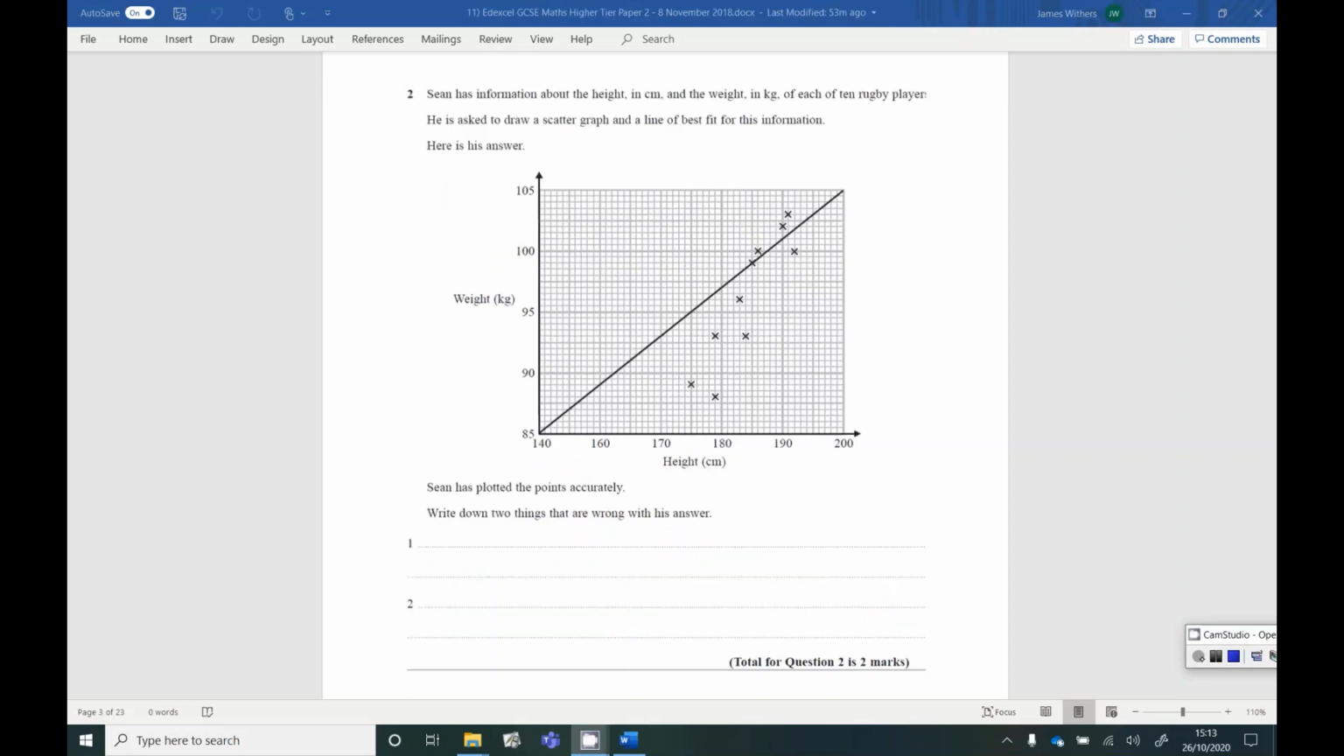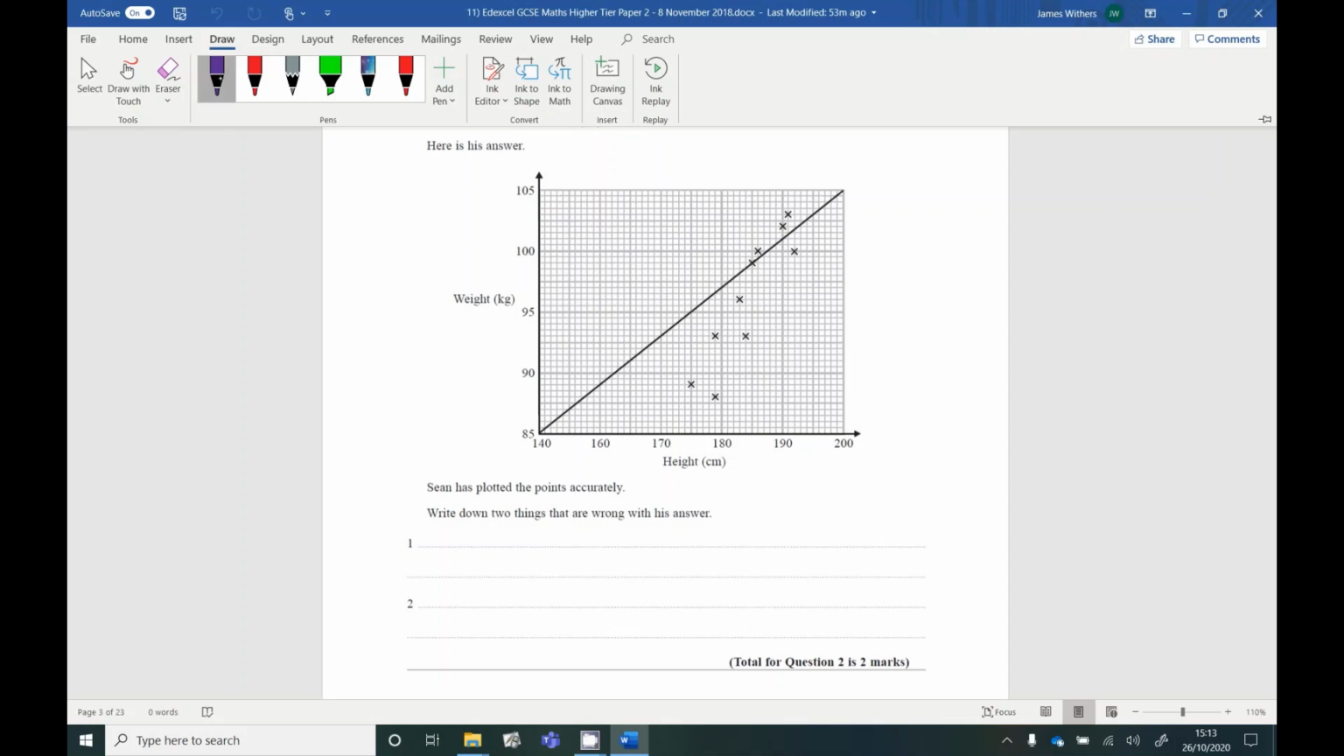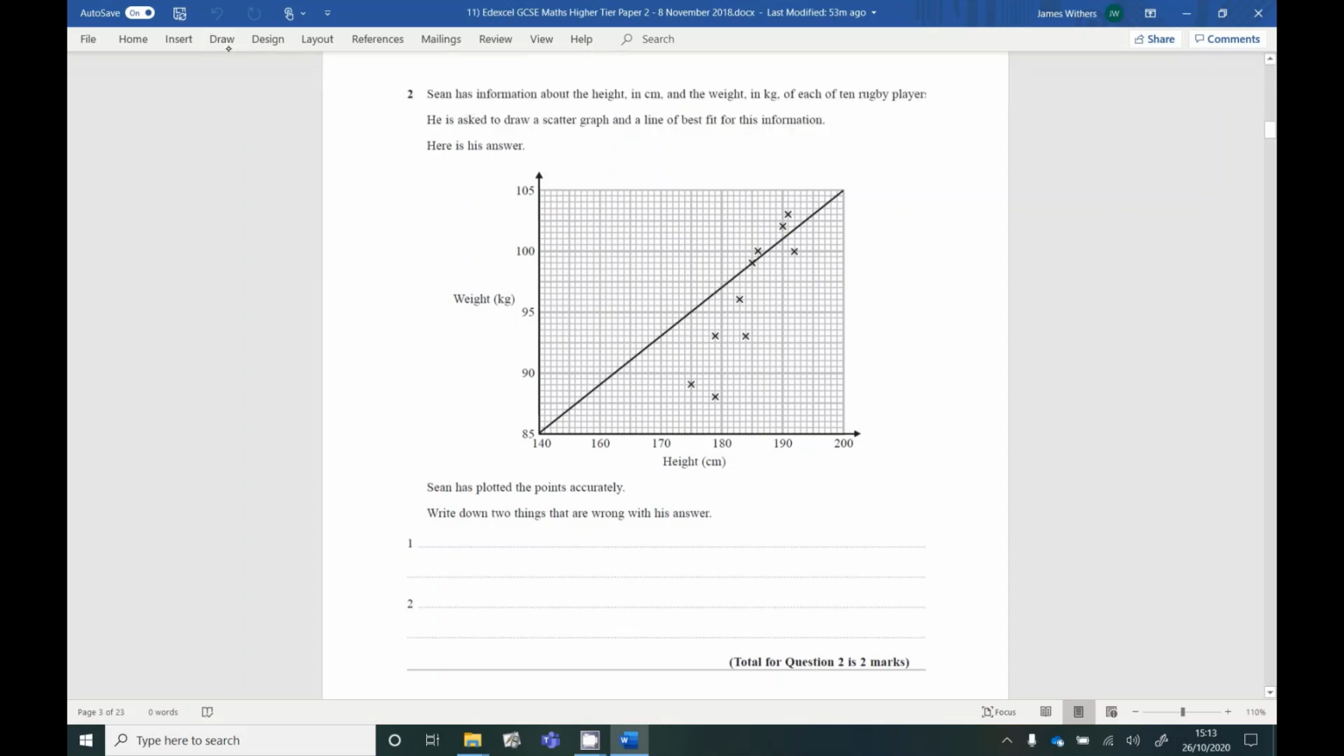Question 2. Well, there are two things that are wrong with this one. Firstly, that line of best fit has not been put through the centre of all the points. So by eye, you need to try and make sure there's the same number of points above and below the line. Clearly what Sean's done here, he's forced it to go through 85, 140.